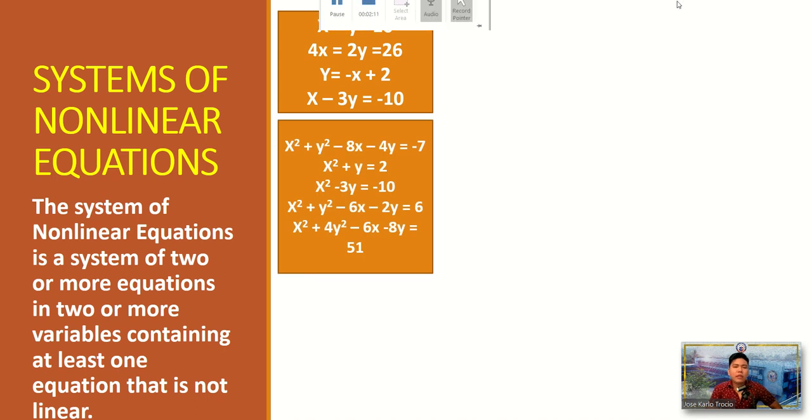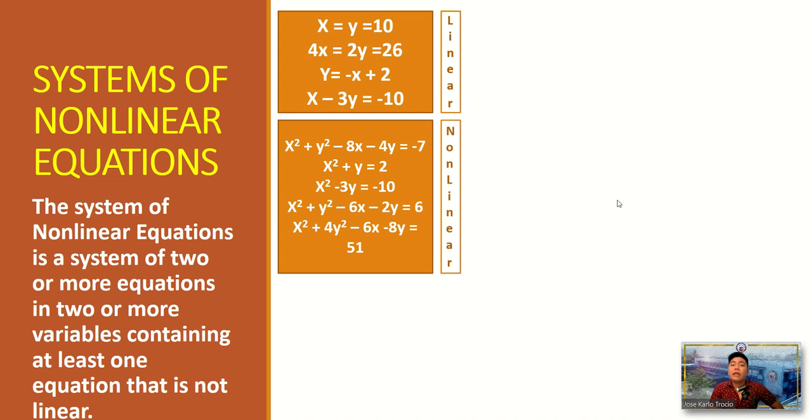What do you think are these equations? x is equal to y plus 10, 4x is equal to 2y plus 2, 6, and so on. This first set, what is its degree? The degree is 1. Therefore, this is a linear equation, while the other one has a degree of 2, or the exponent of 2, and obviously it looks like an ellipse. It could be an equation of a parabola again, and the fourth one could be a circle or whatever. So those are nonlinear equations.